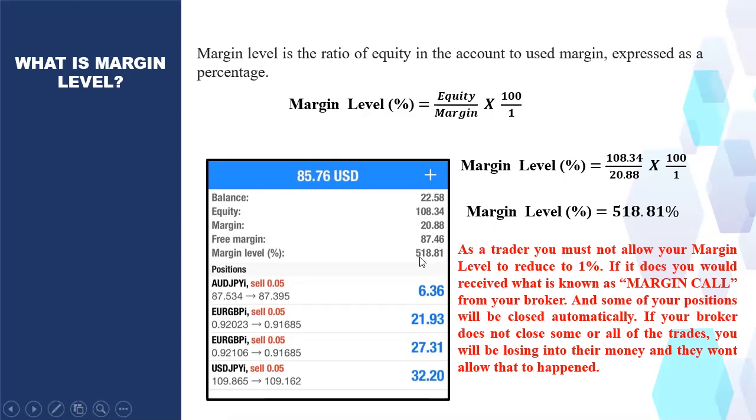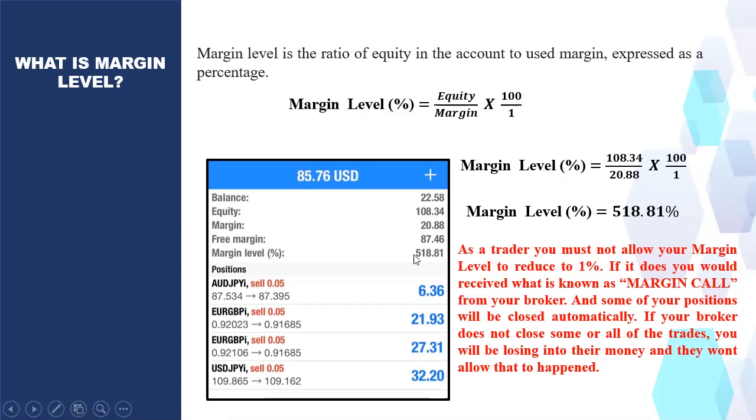Don't ever allow your margin level to reduce to 1%. If your margin level reduces to 100%, it means you have just the same amount that your broker took from you remaining. What I'm trying to tell you now is, had it been that your equity is showing 20.88, that's what it is showing, everything here will be 1. Then when you multiply by 100, what you will have is 100.